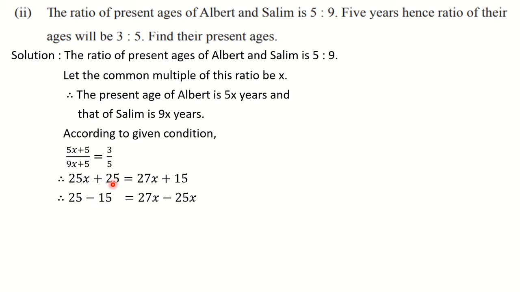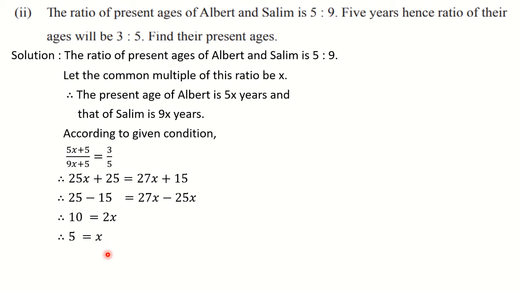So what we will get: 25 minus 15 is equal to 27x minus 25x. See, this plus has become minus when we have shifted it to the right hand side, and this plus 15 has become minus 15 when we have shifted it to the left hand side. So 25 minus 15 is 10, and 27x minus 25x is 2x. So we get 10 is equal to 2x, and from that, x is equal to 10 divided by 2, that is 5.